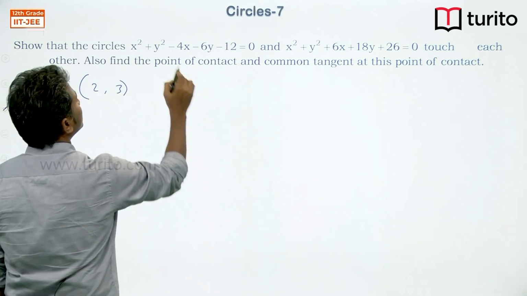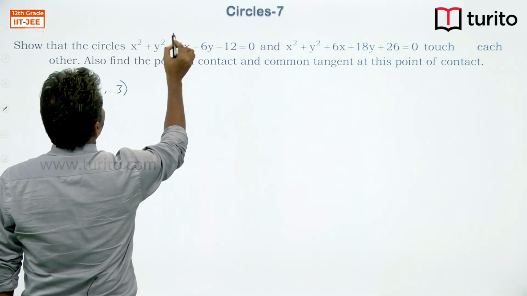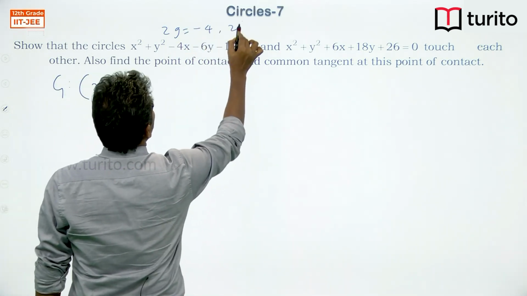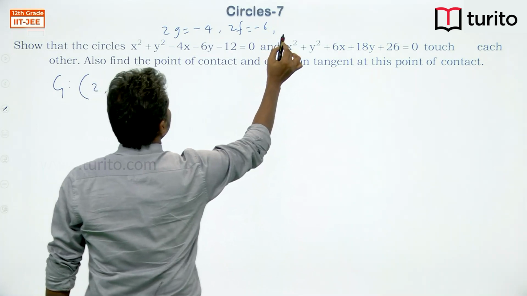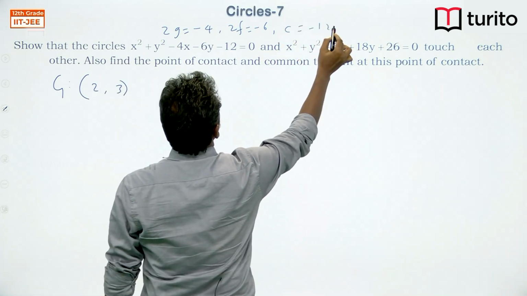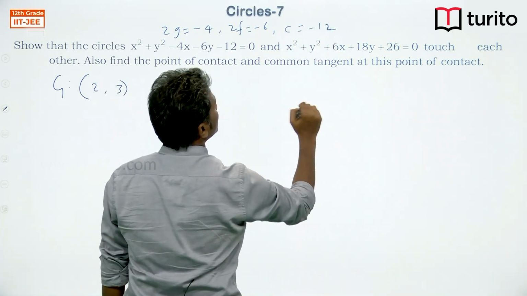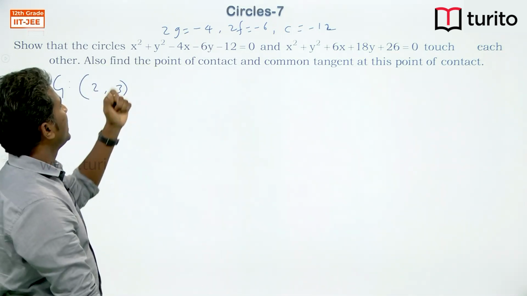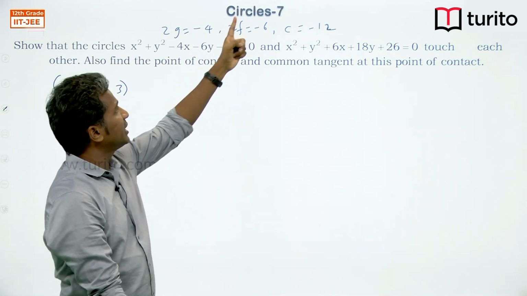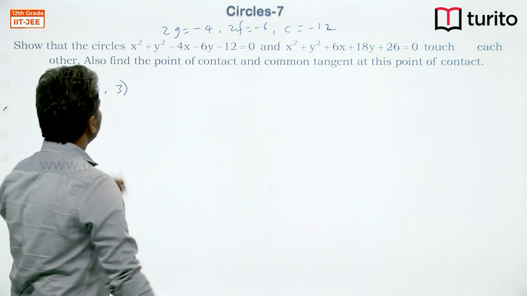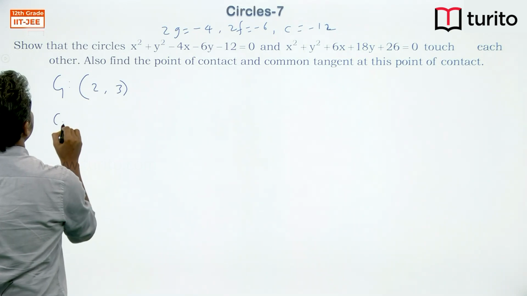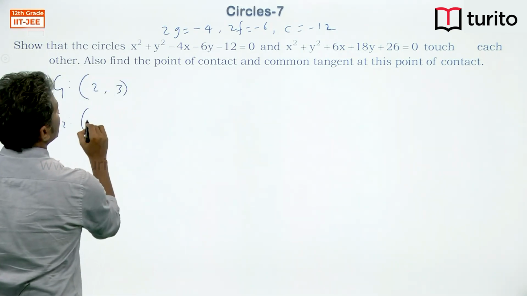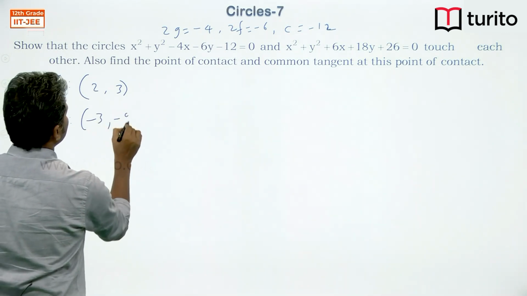You know how I am calculating this. Here 2G is equal to minus 4 and 2F equal to minus 6, C equal to minus 12, and the center is always (minus G, minus F). That is how I am calculating it. Radius is root of G square plus F square minus C. Now similarly C2 is (-3, -9).